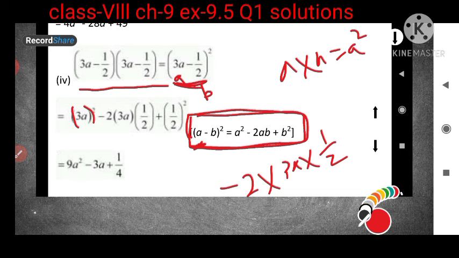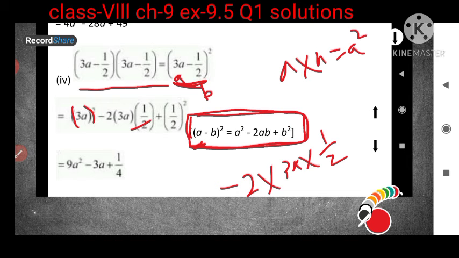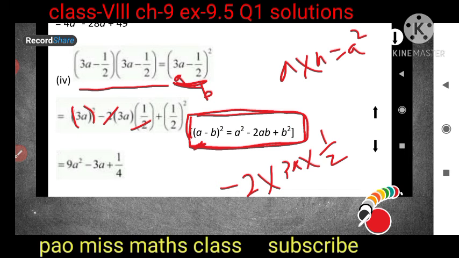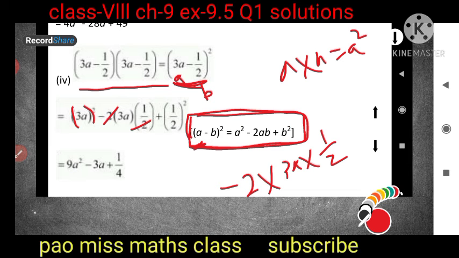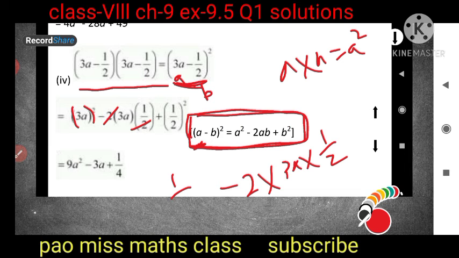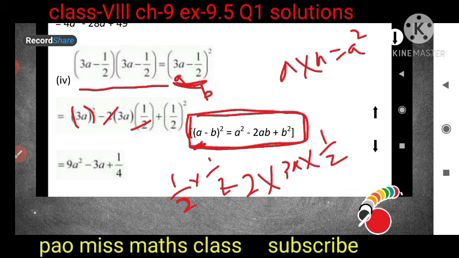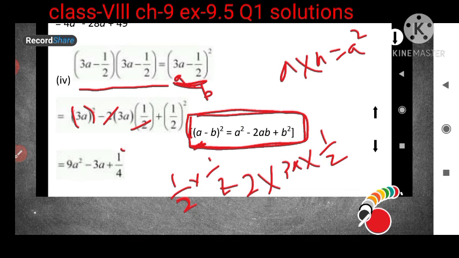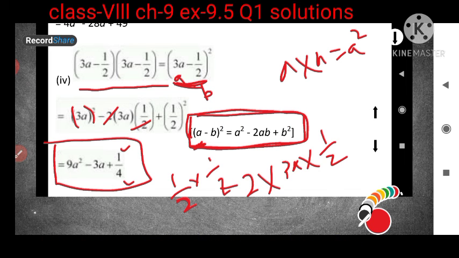Now 3 3s are 9a square, isn't it? Now here this is the denominator and this is the numerator, so 2 2 will get cancelled, because if it is a fraction then numerator and denominator can get cancelled. So what is remaining? 3a is remaining, and plus 1 upon 2 whole square. 1 upon 2 whole square means what? 1 upon 2 multiplied by 1 upon 2, isn't it? So 1 square is 1 itself, and 2 square is 4. So our required answer is 9a square minus 3a plus 1 upon 4.